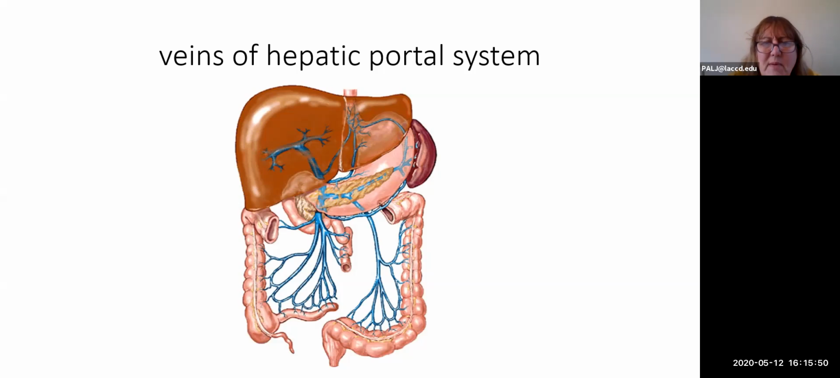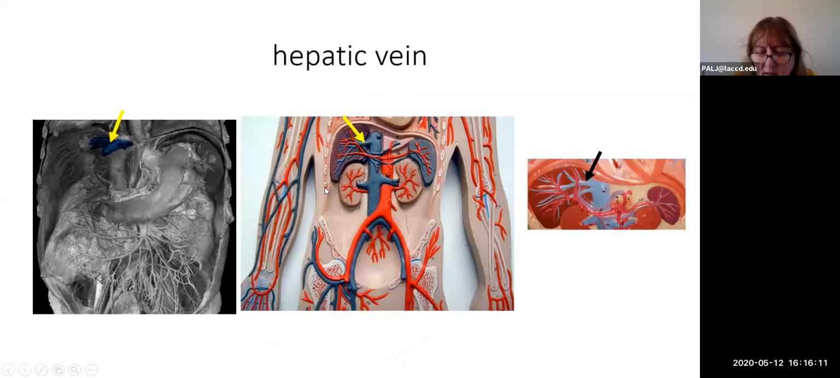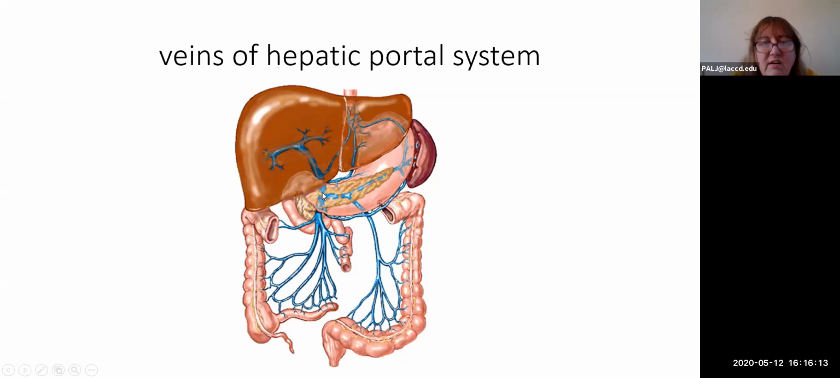When you're looking for the hepatic portal system, you're always looking for something that is H-shaped or kind of chair-shaped, where the 2 legs of the chair are going to be the superior mesenteric vein and the inferior mesenteric vein. The seat of the chair is the splenic vein, and then the back of the chair is the hepatic portal vein going into the liver. So I like this picture because it shows all this blood is going into the liver.